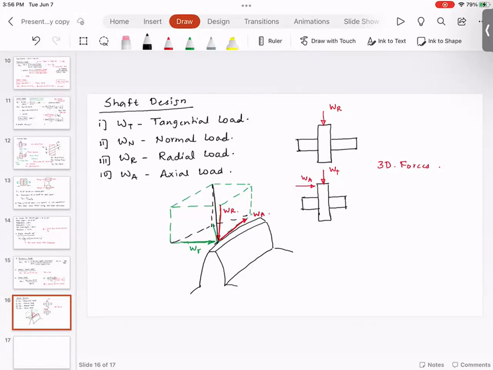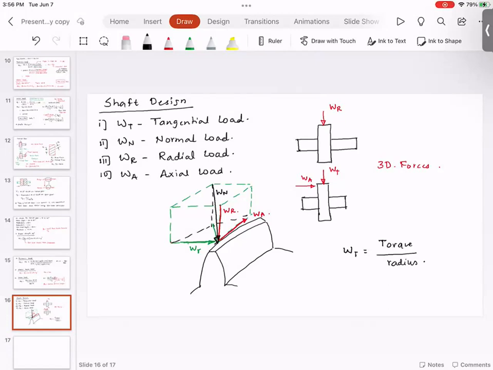This is the normal force. So this is how the three-dimensional state of loading exists on the helical gear. So how would we solve this particular problem? First and foremost, we have to find out Wt. Wt is torque divided by the radius.